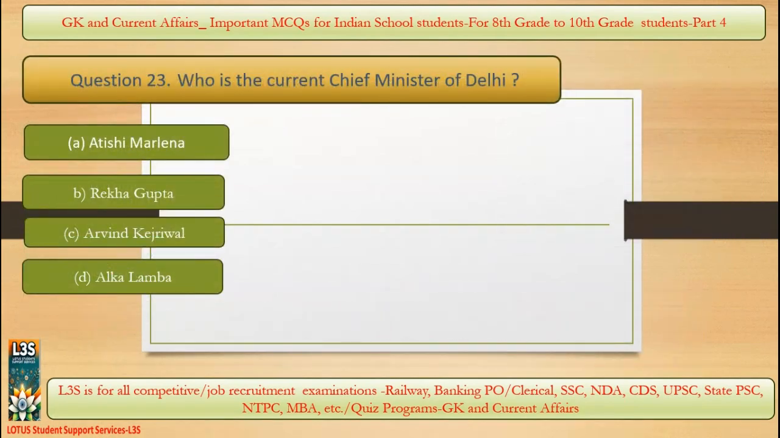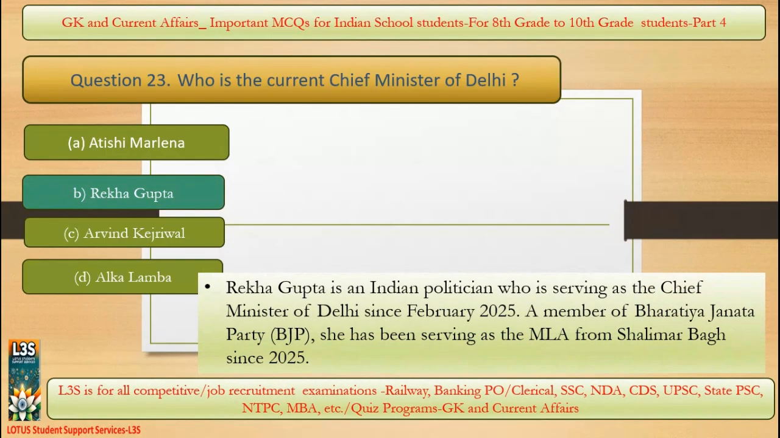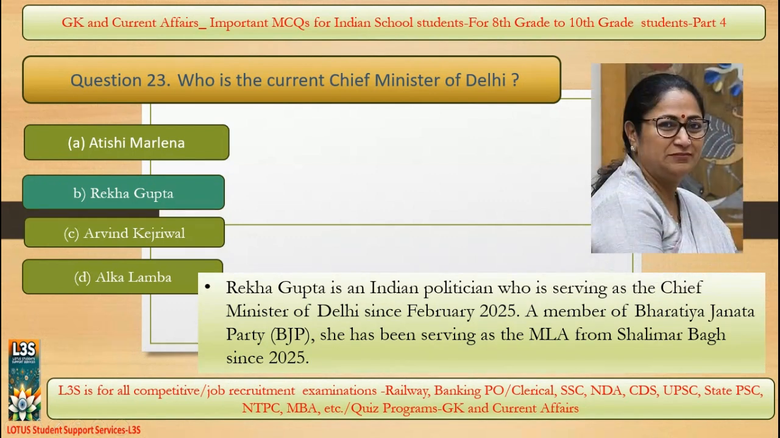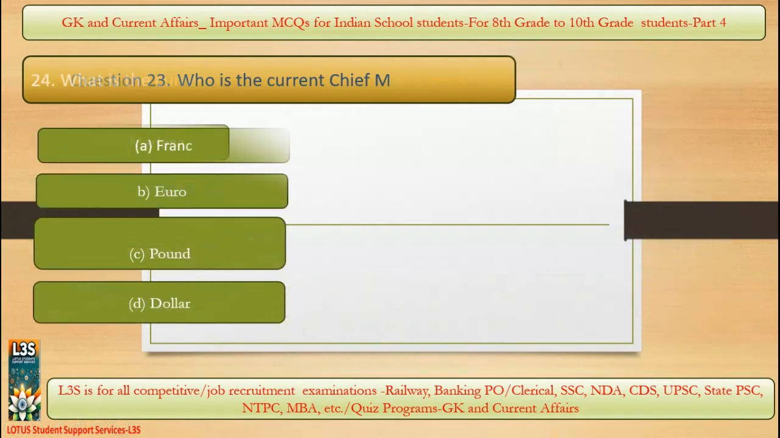Who is the current Chief Minister of Delhi? It is B. Rekha Gupta. Rekha Gupta is an Indian politician who is serving as the Chief Minister of Delhi since February 2025. She is a member of the Bharatiya Janata Party (BJP). She has been serving as MLA from Shalimar Bagh since 2025.